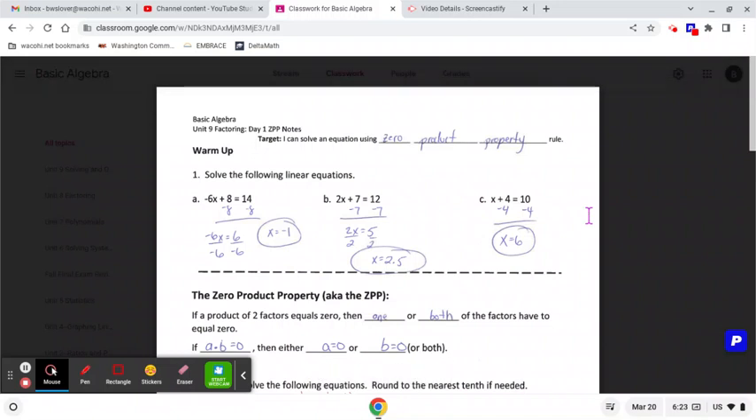Slover's Math. Today we are going to focus on factoring with ZPP. So it says you're going to be able to solve an equation using the zero product property rule.